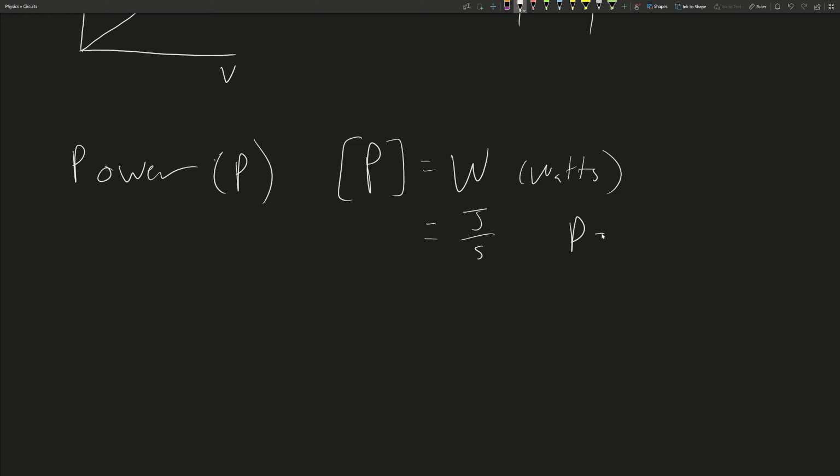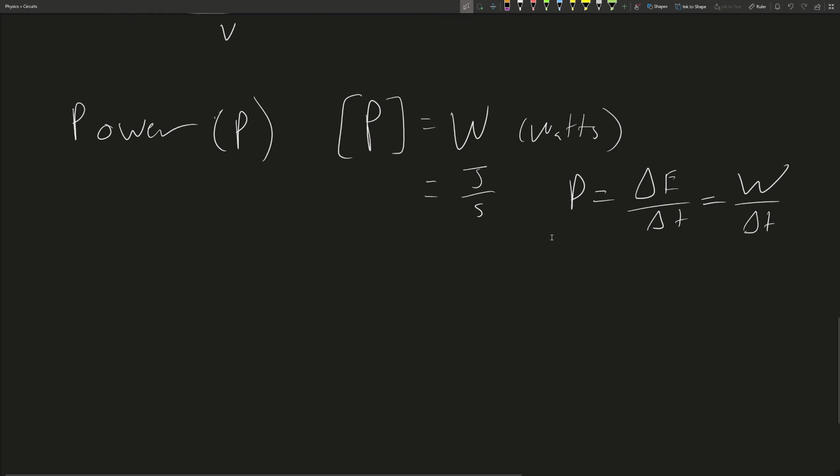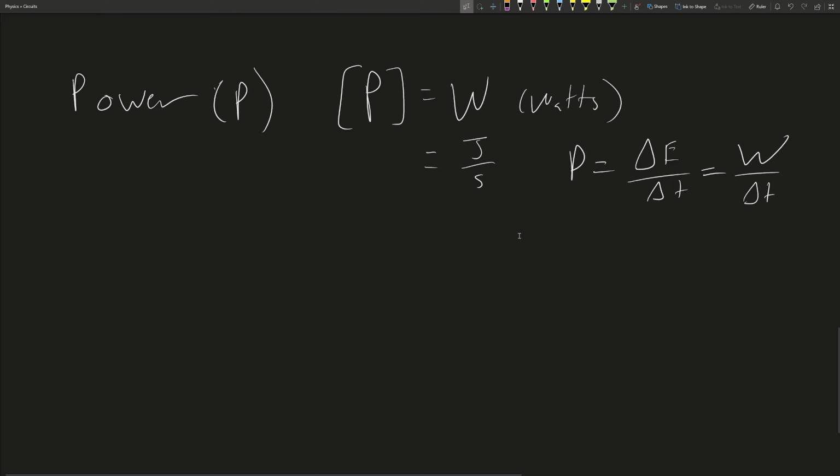So power is equal to the change in energy per change in time, or work over change in time, or per unit or interval of time. So how do we get power in circuits?